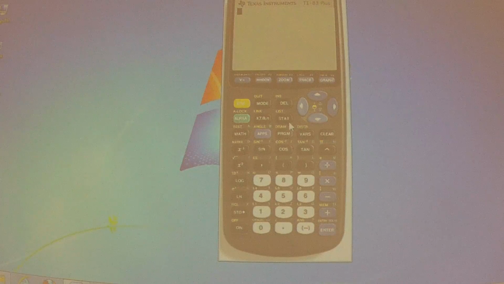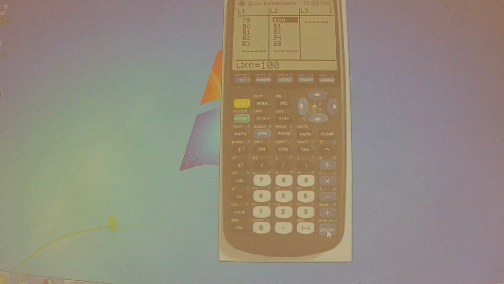So you already had Bert's data in L2. That's a great place for Bert's data to be.